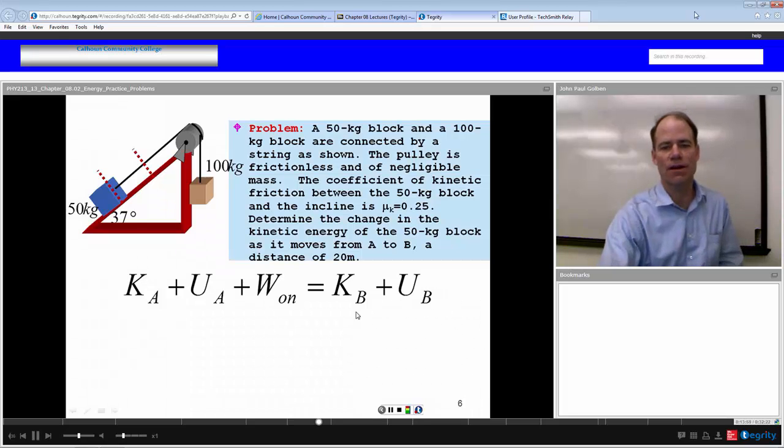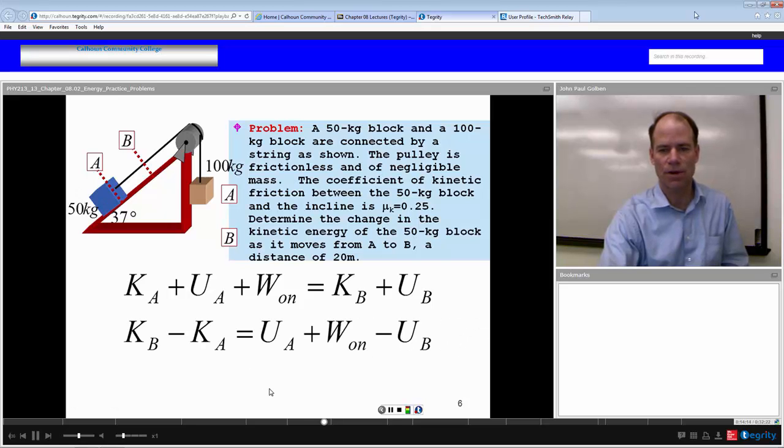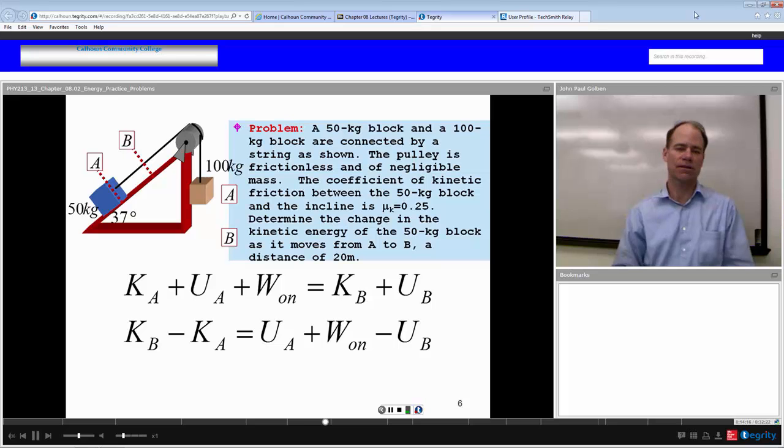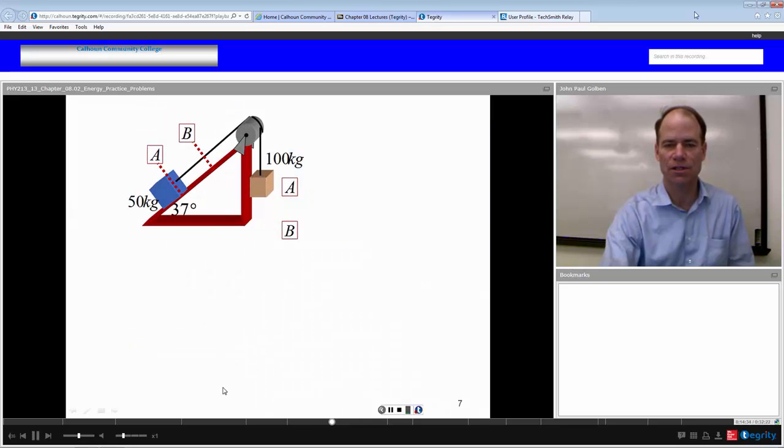So if we want to find our change in kinetic energy, which would be our final kinetic energy minus our initial kinetic energy, we have to look at A and B, and point B will be our final position. So, rearranging this, our final kinetic energy minus our initial kinetic energy, which is our change in kinetic energy, will equal our potential energy at A plus the work done along the way minus the potential energy at B. Sounds good. So change in kinetic energy will equal all those other terms.